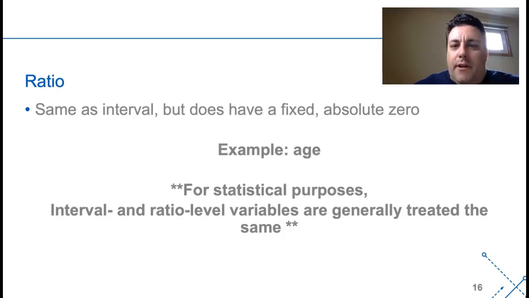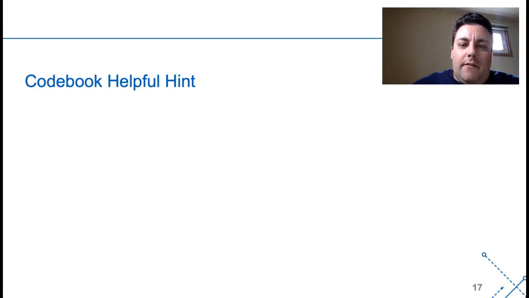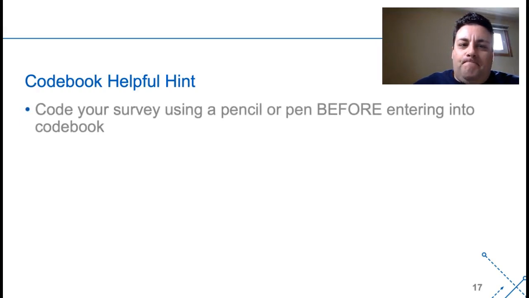Ratio, again, is the same as interval, but it does have a fixed or absolute 0. For example, age is a good ratio variable. Obviously, a person who is 0 hasn't been born yet, so there's a meaning assigned to 0. But as with money or temperature, the difference between 2 and 4 and the difference between 10 and 12 is significant when we're talking about age. And the distance between any numbers on that number scale is meaningful as well.